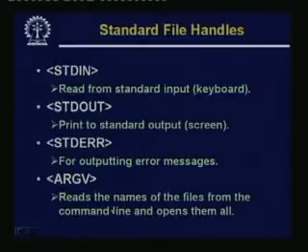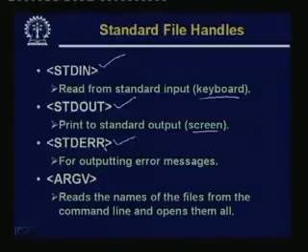Okay. Now, some standard file handles, we have already talked about a couple of them. This STDIN refers to the standard input, which usually means the keyboard. STDOUT is standard output, which usually means the computer screen. This STDERR is the standard error. This is used for outputting error messages. By default, this is also the screen. And ARGV, as I have just mentioned, this represents the command line arguments. It reads the names of the files from the command line and opens them all.